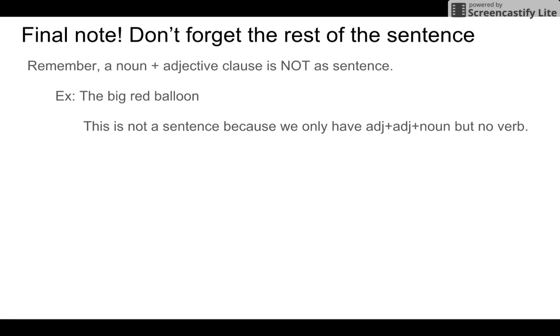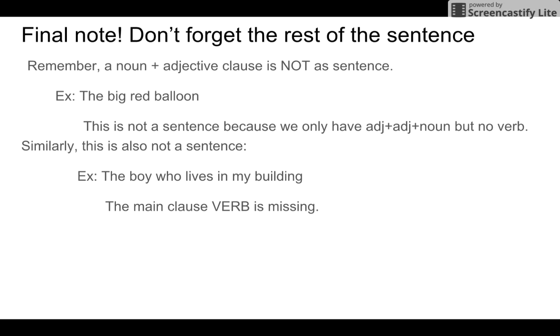Final note, don't forget the rest of the sentence. Please remember that a noun plus an adjective clause is not a sentence. The big red balloon is not a sentence because we have adjective, adjective, noun. But we don't have a verb, big red balloon. We don't have a sentence here because there's no verb. We don't know what's happening with this big red balloon.